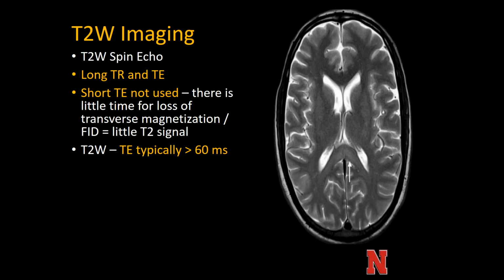Anyway, let's move on to T2 weighted imaging. This is a T2 weighted spin echo pulse sequence. T2 weighted images have a long TR and a long TE. Why do we not use a short TE?